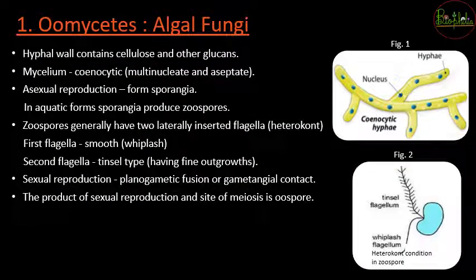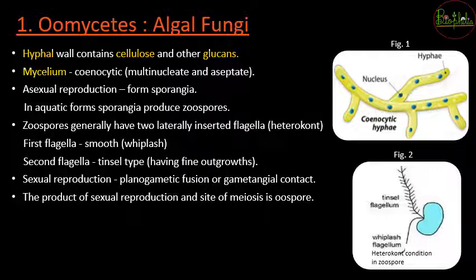So Oomycetes is again known as algal fungi, उसका दूसरा नाम है. And in this algal fungi group, that is Oomycetes, the hyphal wall, hypha जो था, that was an elongated tubular structure. So this hyphal wall is going to have cellulose and other glucans that is going to make up the hyphal wall. Now hypha जब बहुत सारे एक साथ आ जाते हैं, they cross over each other, then they form a mycelium.